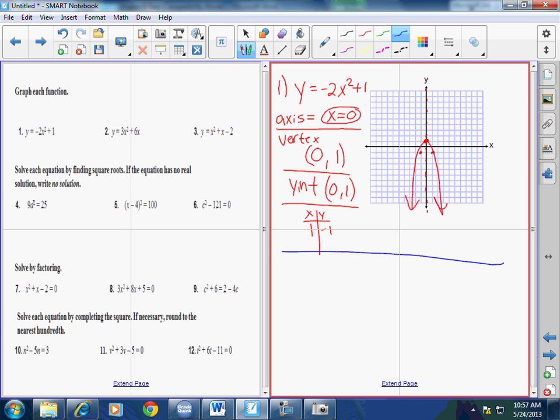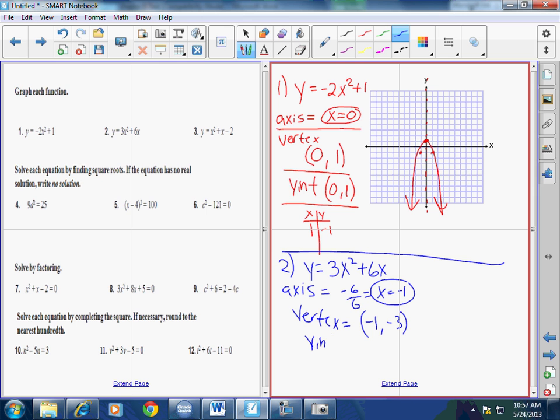Number two was even easier. You've got y equals 3x squared plus 6x. So my axis of symmetry is negative b over 2a, so x equals negative 1. My vertex is, bless you, negative 1. When x is negative 1, negative 1 squared is 1. 1 times 3 is 3. 6 times negative 1 is negative 6. 3 minus 6 is negative 3. My y-intercept is the y value when x is 0. When x is 0, y is 0.